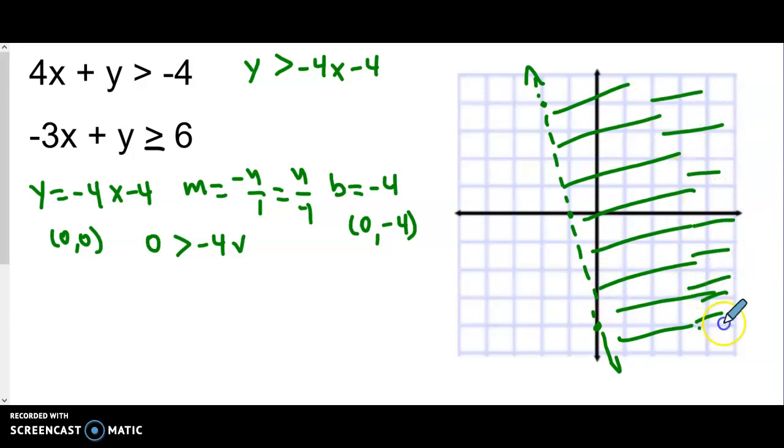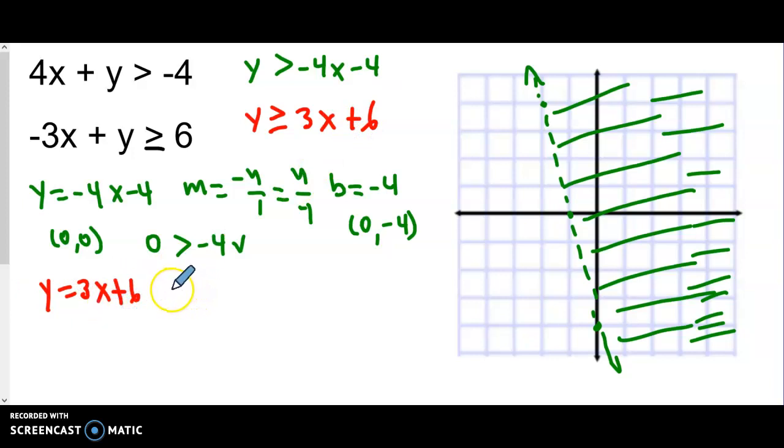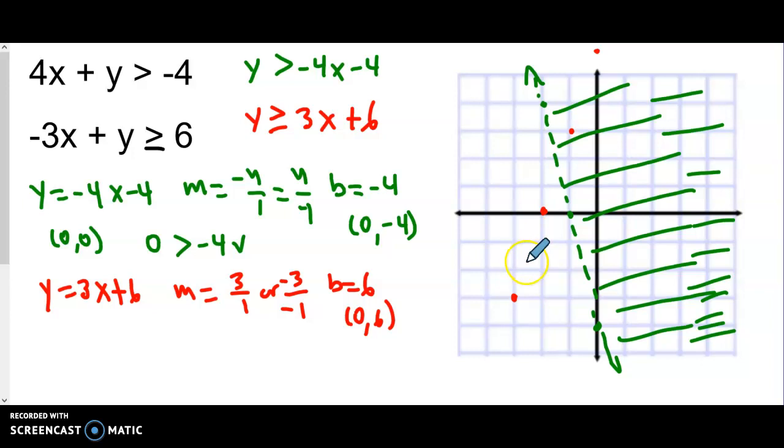All right. Halfway there, I'm ready to go and start the second. I need to solve for y first. All right, so for the second, if I treat it as an equation, I have m equals 3 over 1, or negative 3 over negative 1, and b is 6, 0, 6. So I'm afraid I'm going to be off the graph a little bit, but it's all good. 1, 2, 3, 4, 5, 6 would be up here. And again, I can't go up, so I have to go down. 1, 2, 3 down, 1 left, and so on.